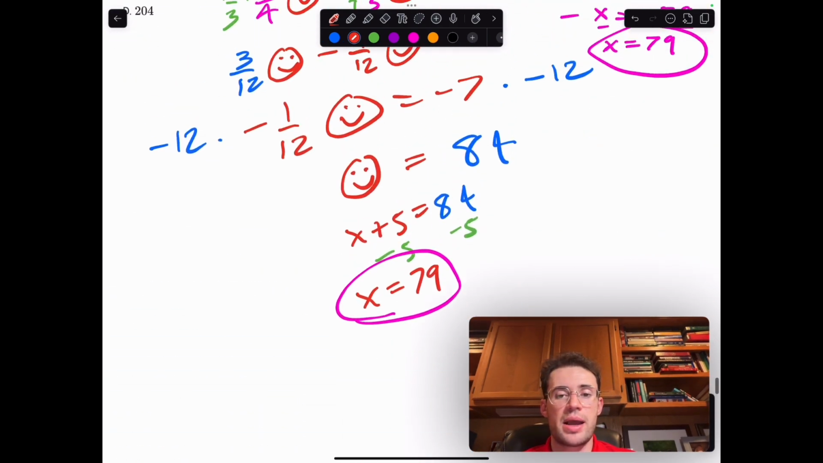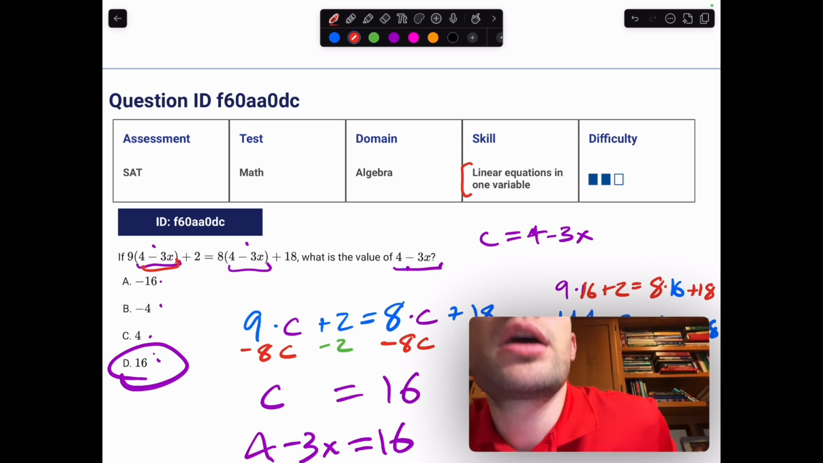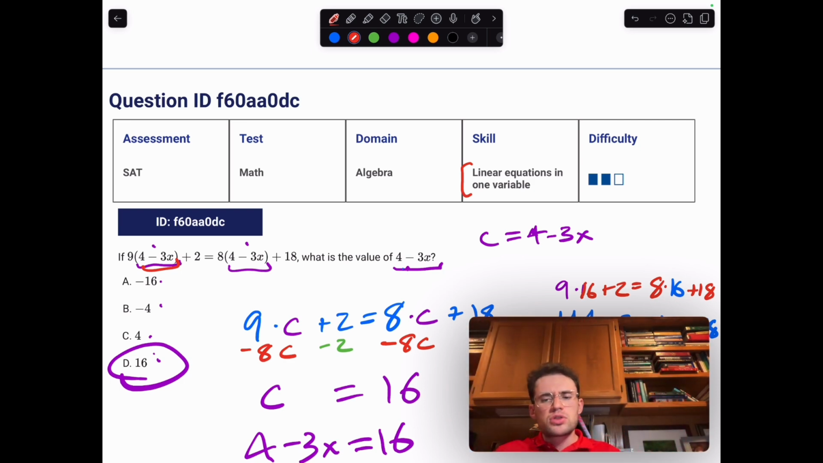That is every medium algebra question in the specific skill linear equations with one variable. Now they have a bunch of other skills that still fall into algebra. If you're going through the question bank, for some reason algebra is mostly just focused on linear functions and linear equations and linear relationships.